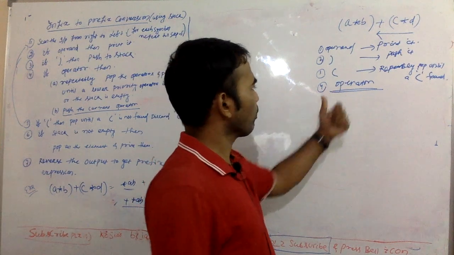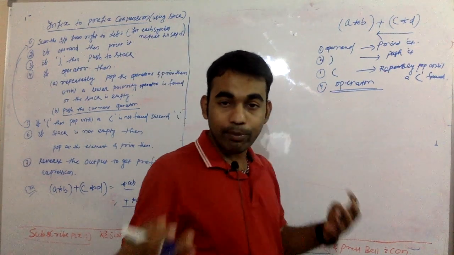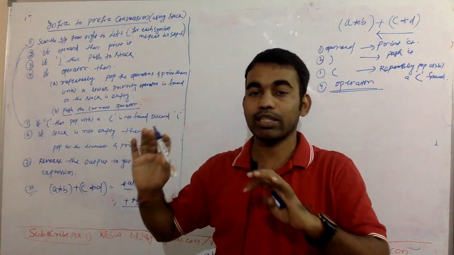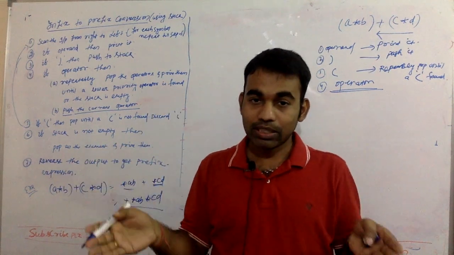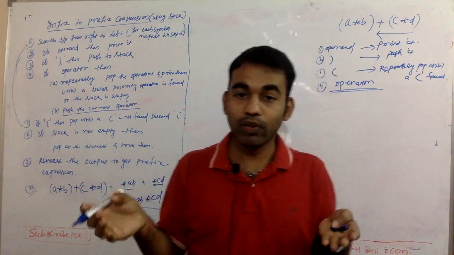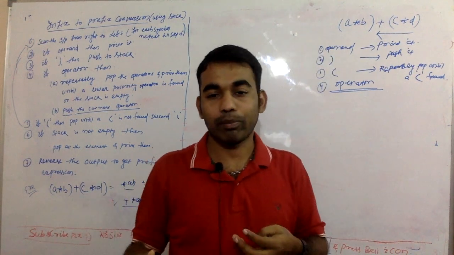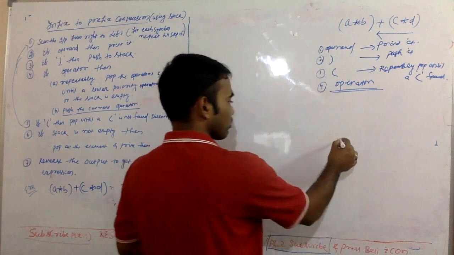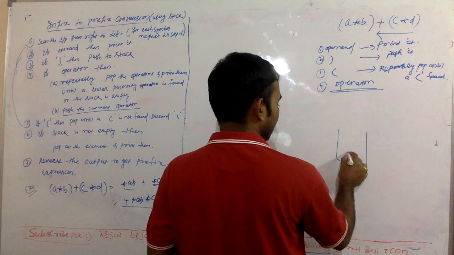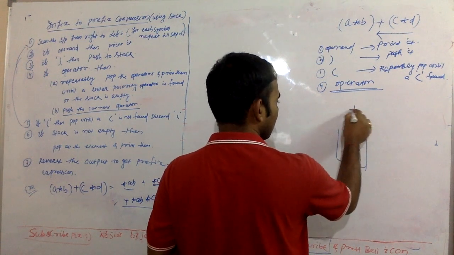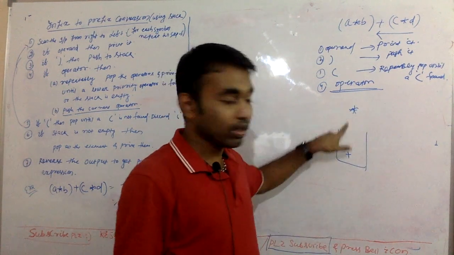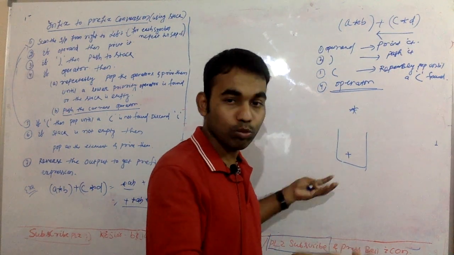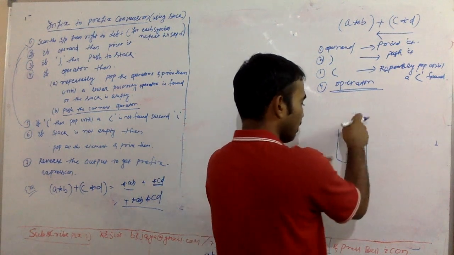If an operator is coming, you will keep on repeatedly popping until a lower priority is found at the top of the stack. So that's the important part. I'll give a small example. Suppose plus is there and star is coming. Has it found a lower priority? Yes, it found a lower priority. So no need to pop it, just push it.